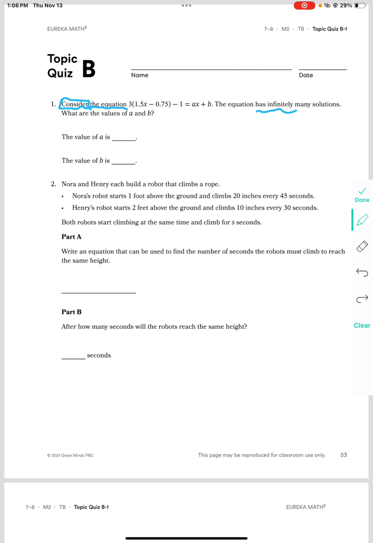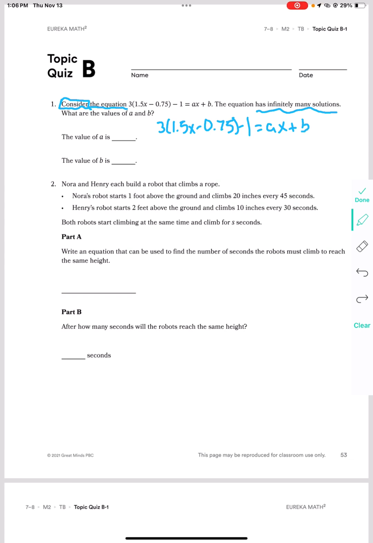The other important information is that the equation has infinitely many solutions. We should know what that means by now. So then it says, what are the values of a and b? The equation in the state that it is in is not at the step where we can figure out if it has infinitely many, no, or one solution. We have to get it to step 3.